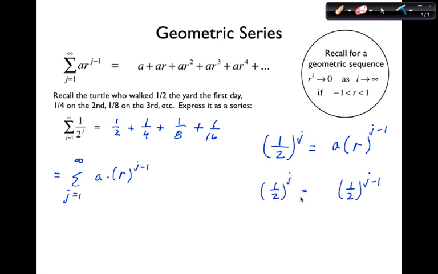How do I make these equal? On both sides of the equation, I need 1/2 multiplied j times together. So what do I need? I need one more 1/2, right? Now I'm multiplying 1/2 together j times, because it's j minus 1 times and one more time. That means A is 1/2 and R is 1/2.